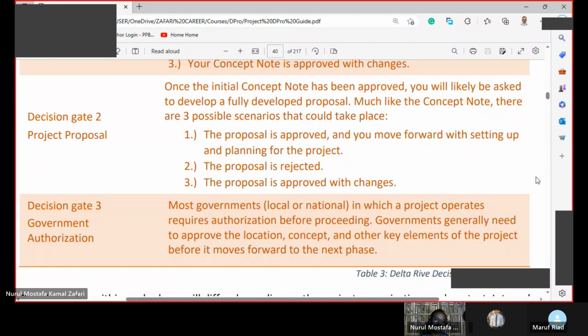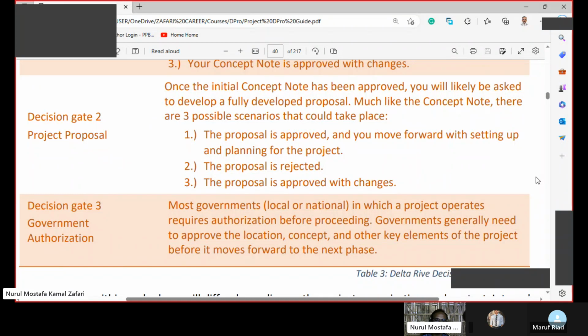Gate 2, project proposal. Once the initial concept note has been approved, you will likely be asked to develop a fully developed proposal. Much like the concept note, there are 3 possible scenarios that could take place. 1, the proposal is approved and you move forward with setting up and planning for the project. 2, the proposal is rejected. 3, the proposal is approved with changes.